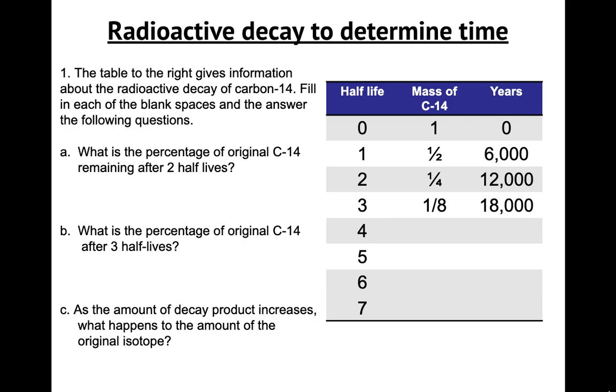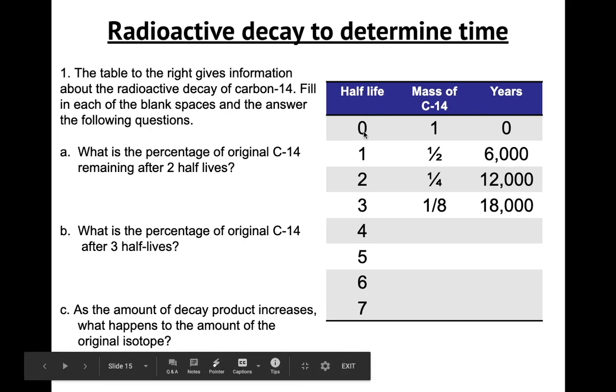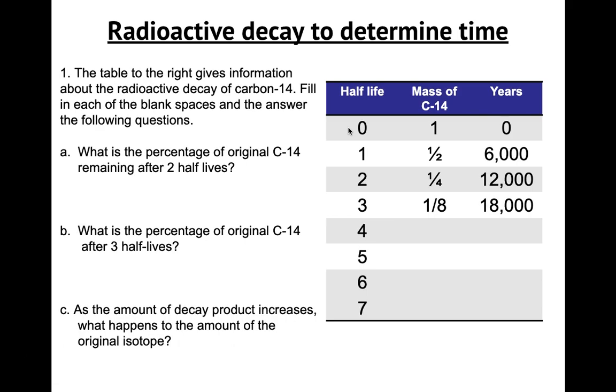Okay, so let's look at how this would work. So we have a table here. When we start off, when this substance was first formed, no half-lives had taken place because it was just formed, so all of the carbon-14 would have been present. After one half-life has gone by, again we're going to estimate about 6,000 years, half of that carbon-14 would no longer be there. It will have decayed after 6,000 years.